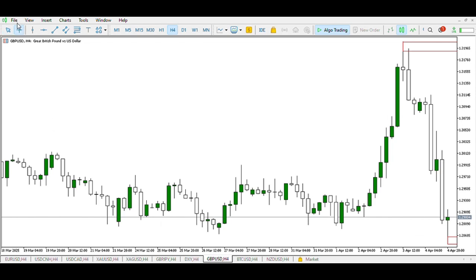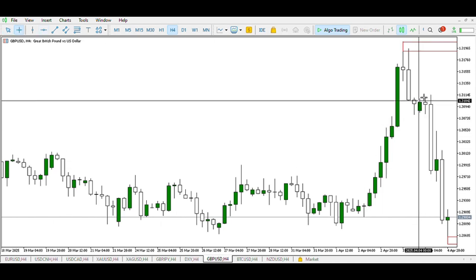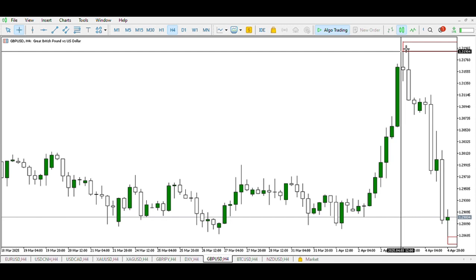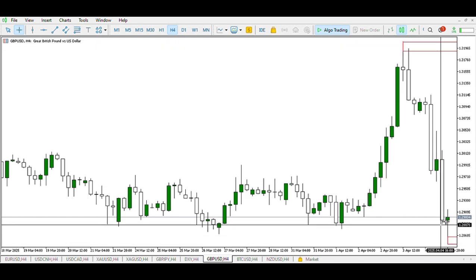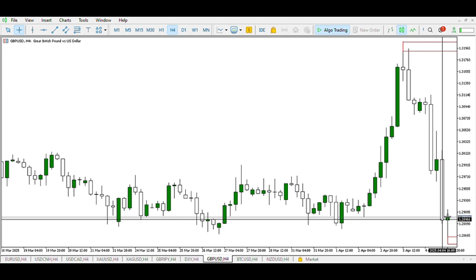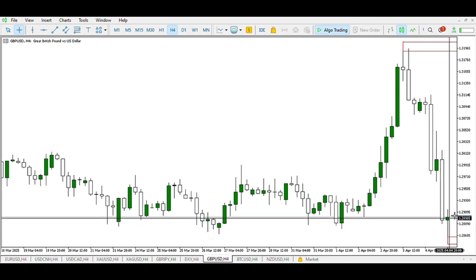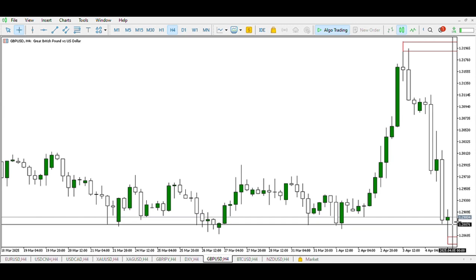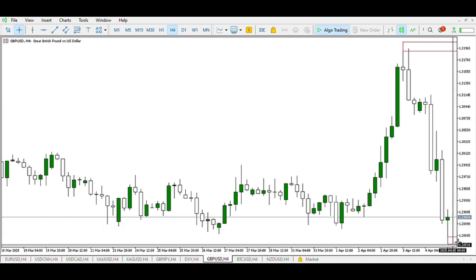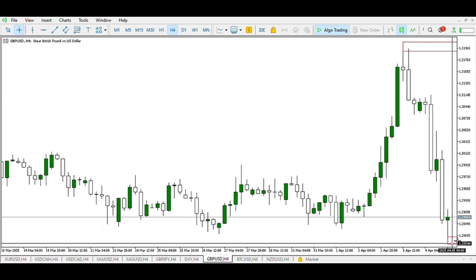Moving on to GBP USD, you can see the high of the previous week in this red box and the low of the previous week in this red box, and price closing near to the low of the previous week. So we can expect an accumulation when the market opens, and for price to take out the low of the previous week to generate a pattern for a sell to buy.